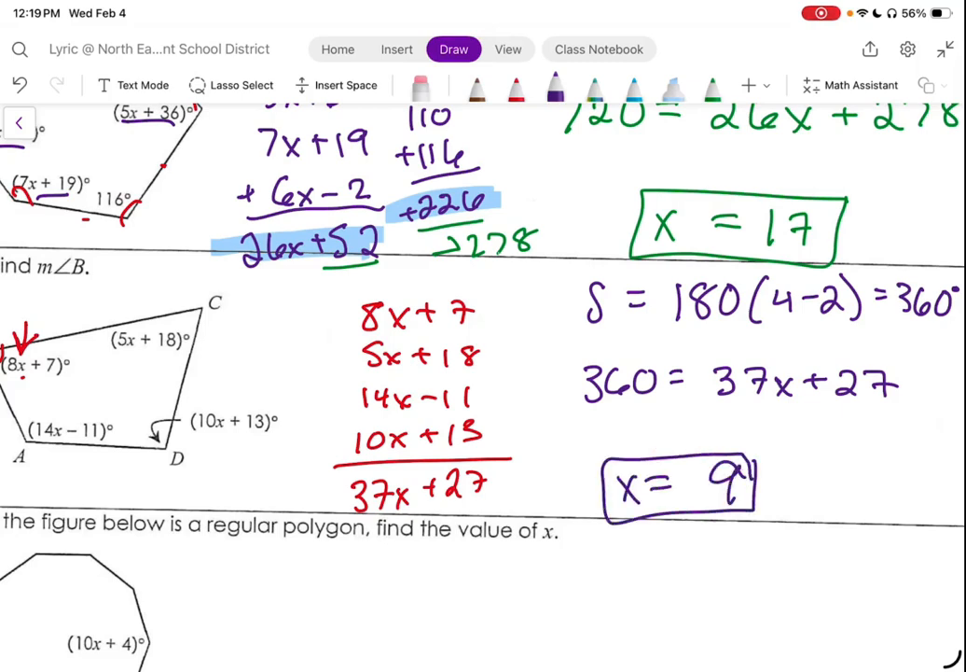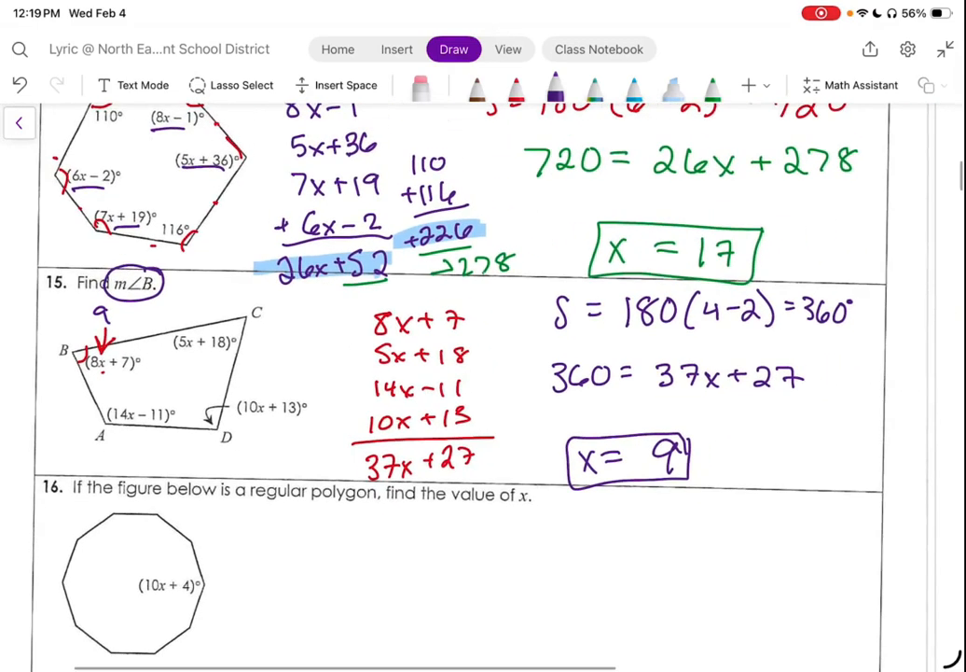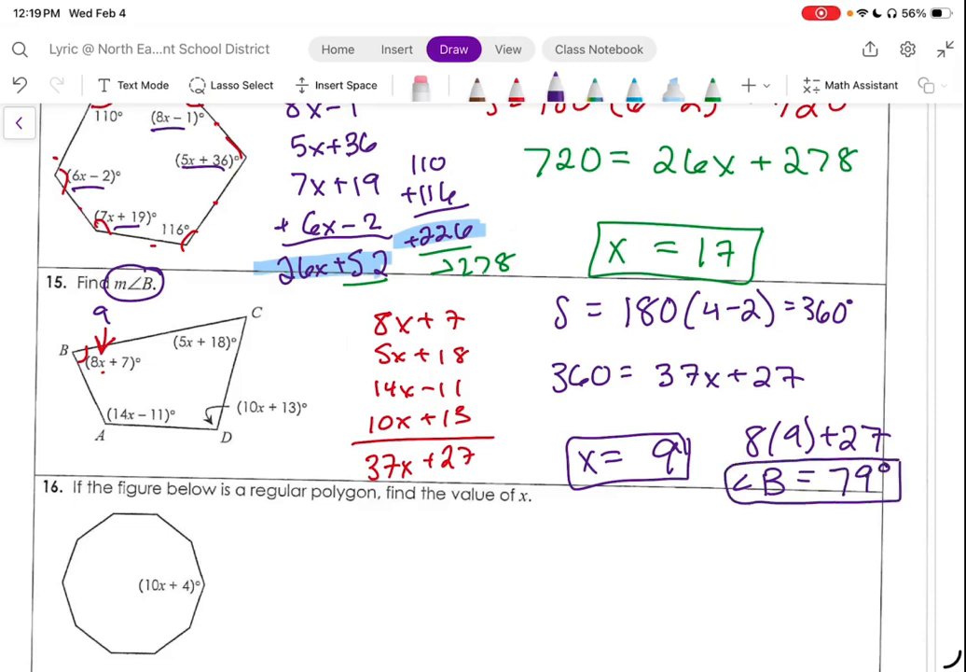But that's not where we're stopping. They want us to find what is the measure of angle B. So let's plug in 9. 8 times 9 plus 7, and we get angle B equals 79 degrees. That's our answer.